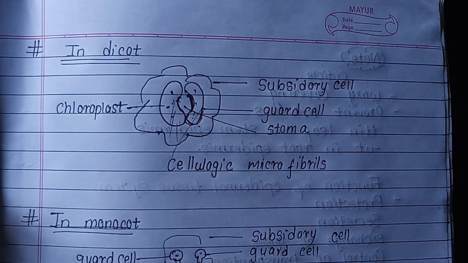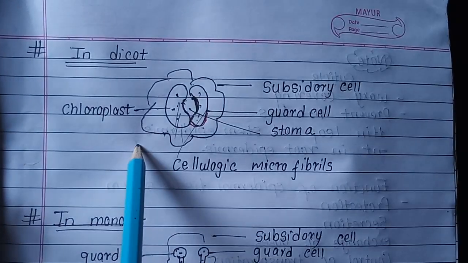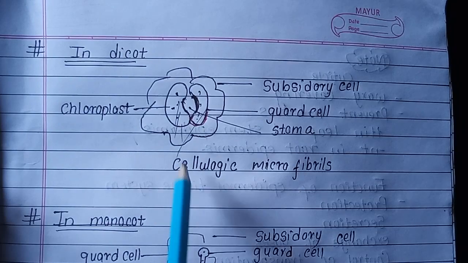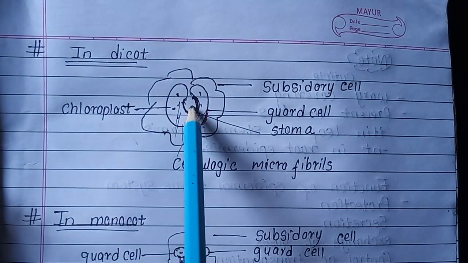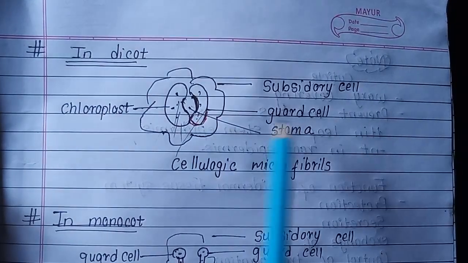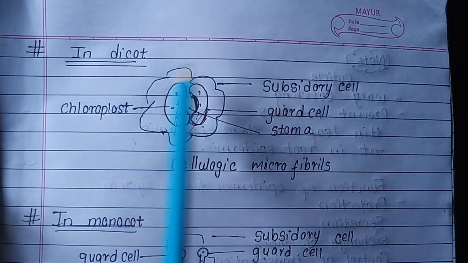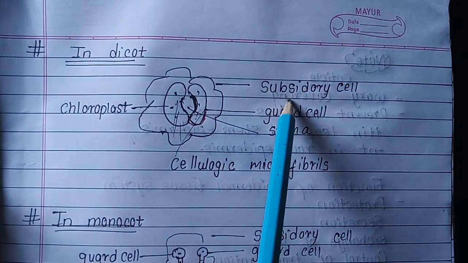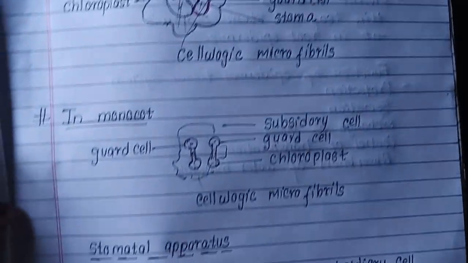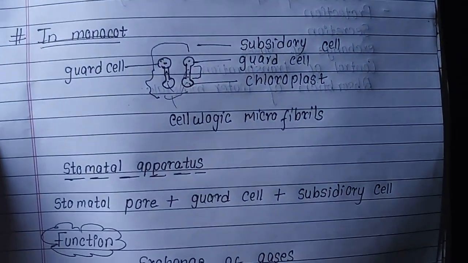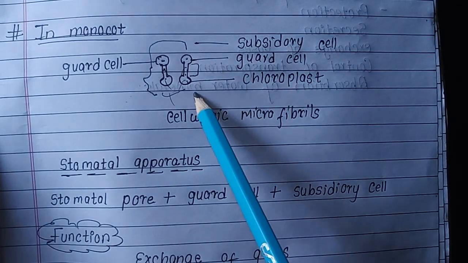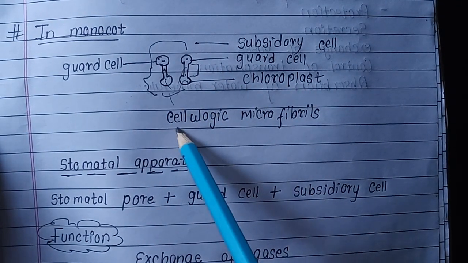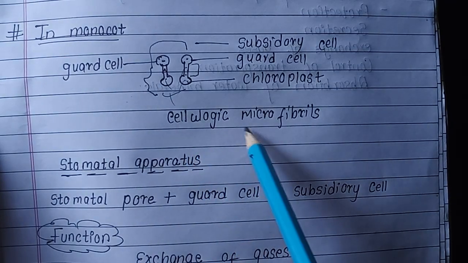In dicot, chloroplast is present and there are cellulosic microfibrils. The center is called stoma. Here is the guard cell and subsidiary cell around the guard cell. In monocot, the guard cell is like a dumbbell cell. There is also a subsidiary cell around the guard cell. Chloroplast is present and there is also the presence of cellulosic microfibrils.